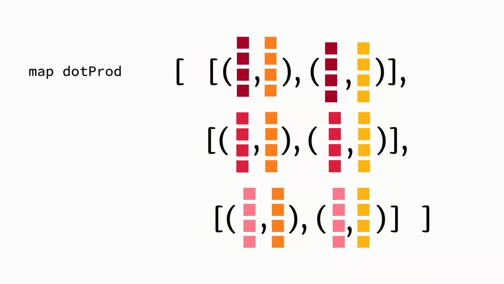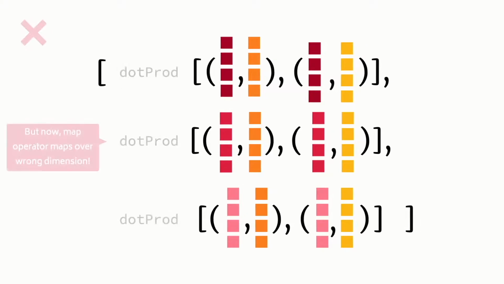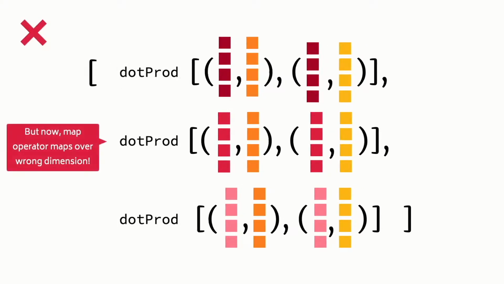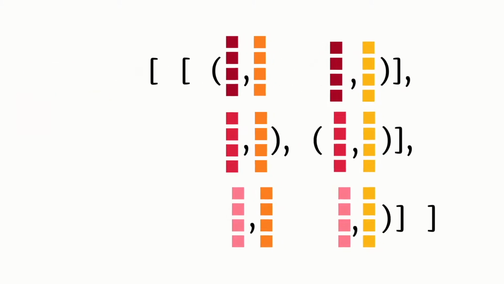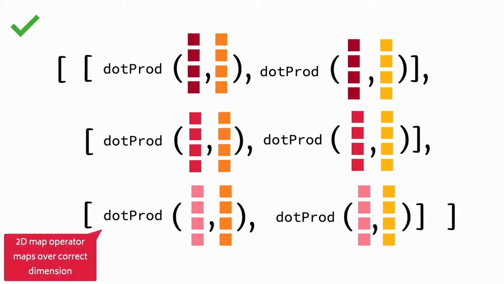But now when we try to map our dot product operator over this new list, we run into another issue, which is that map just maps dot product one level deep. And it tries to map the operator over the wrong dimension. So we also introduce a new map2D operator. And this map2D knows to map dot product two levels deep, correctly mapping the dot product onto the row-column pairs. And finally, we get out the thing we expected, which is a two-dimensional matrix.